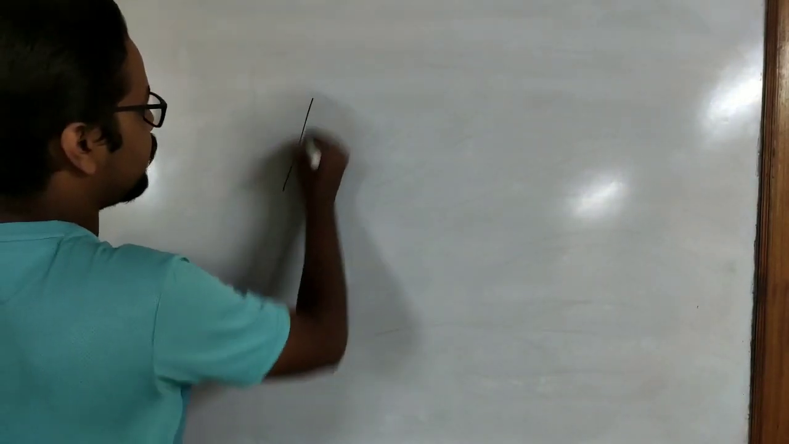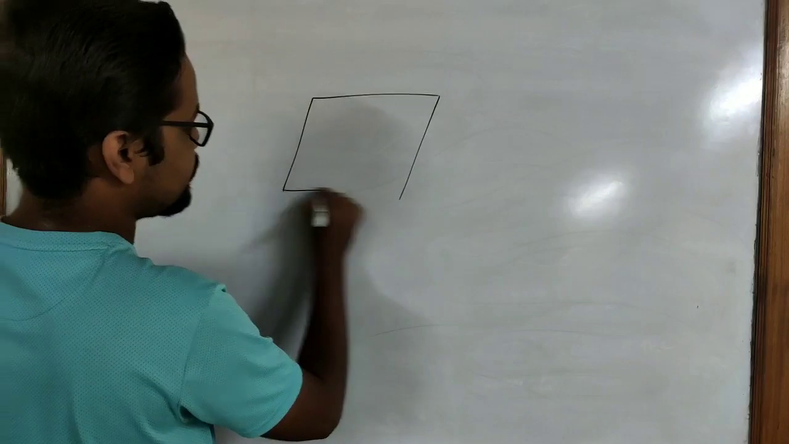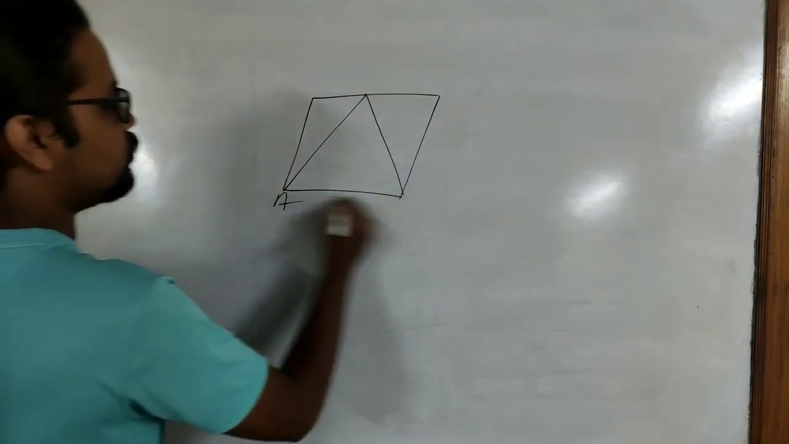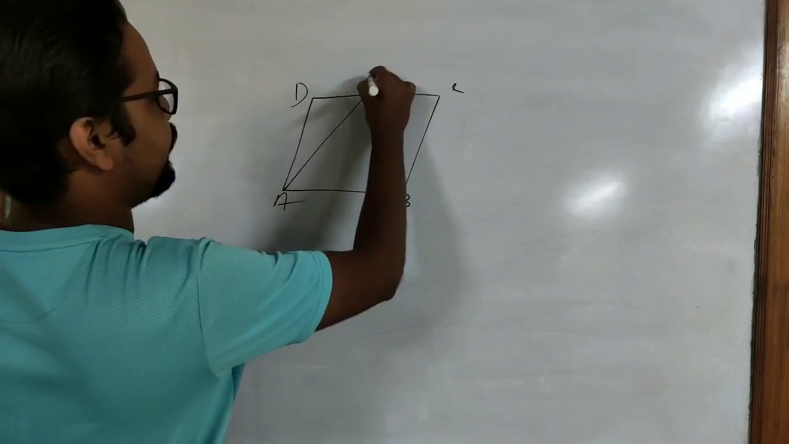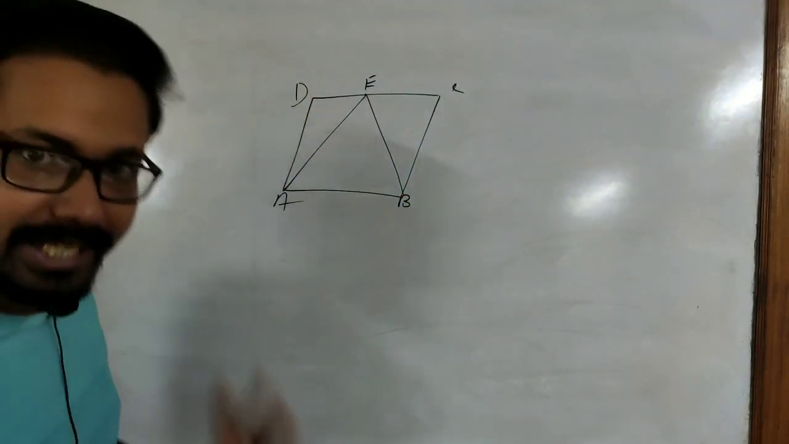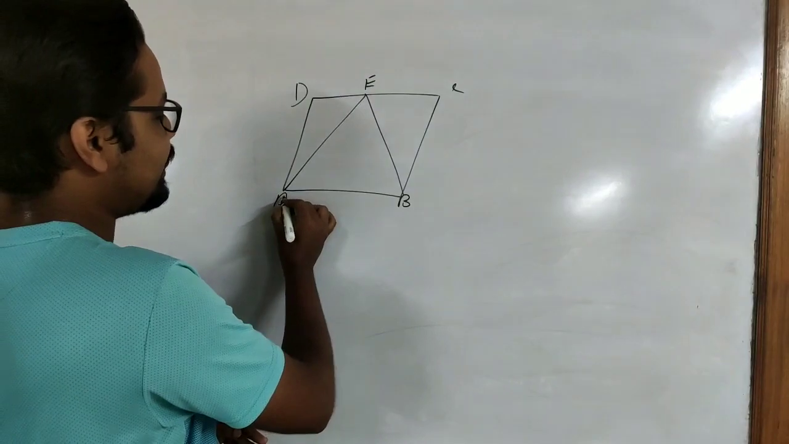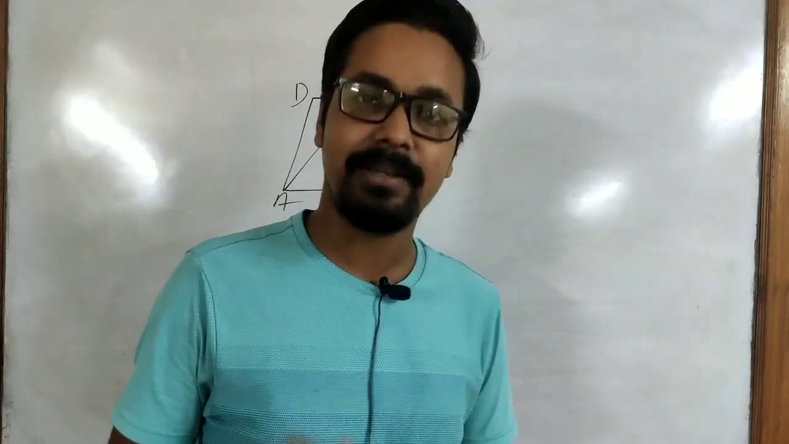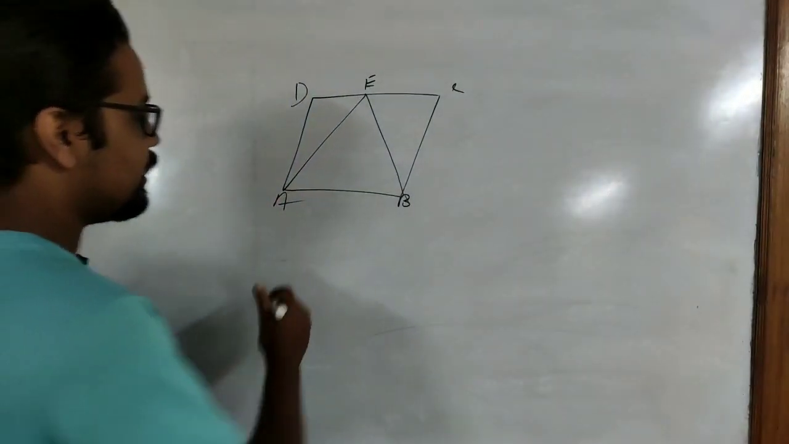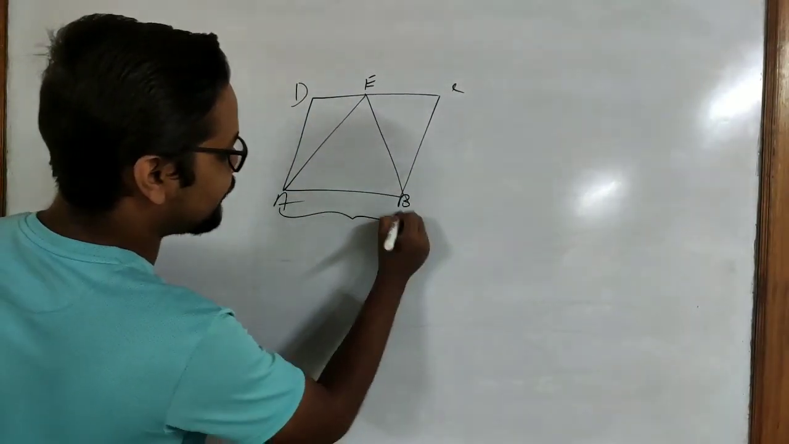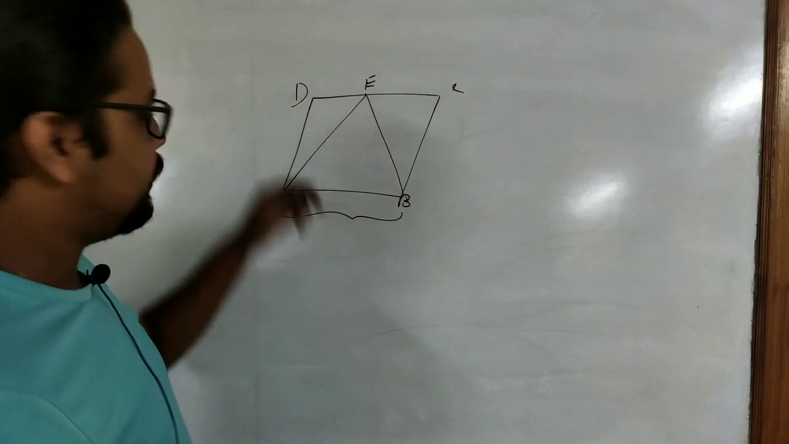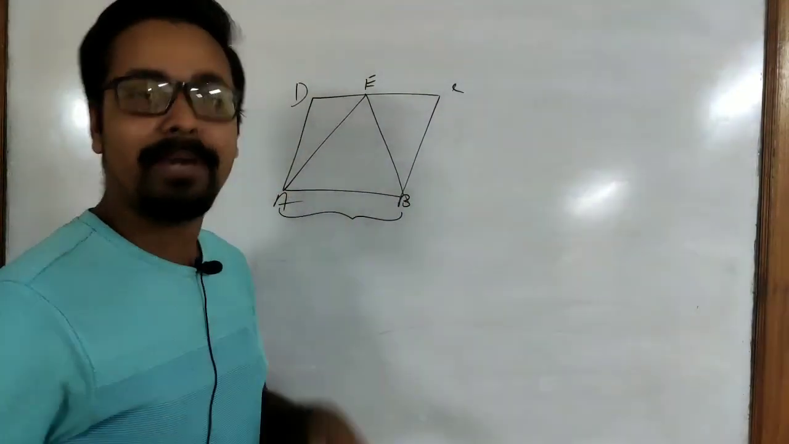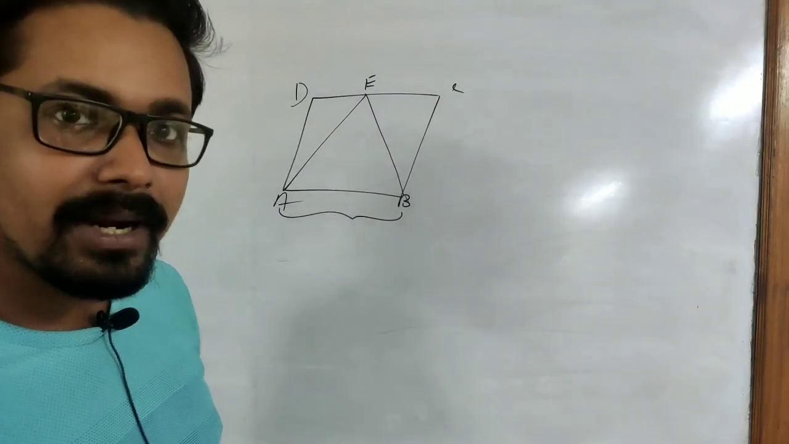Suppose I have a structure like this and I have a triangle like this. So A, B, C, D, E. So here AB is parallel to CD. Now I have to say whether this triangle AEB and ABCD lie on the same base and between the same parallel lines. Now of course they are having the same base, that is AB. Both the triangle and the parallelogram are having the same base. But do they lie between the same parallel lines?